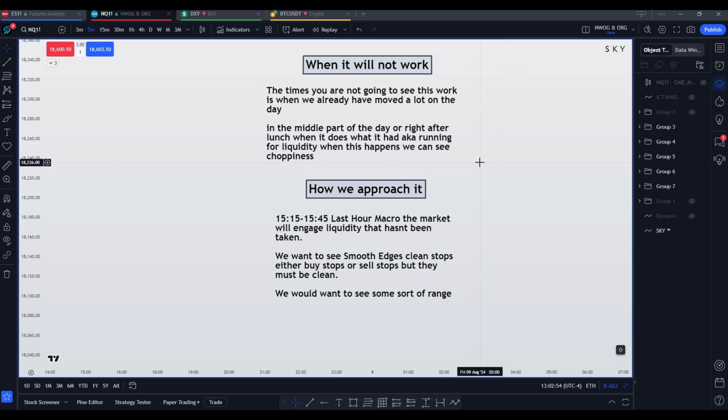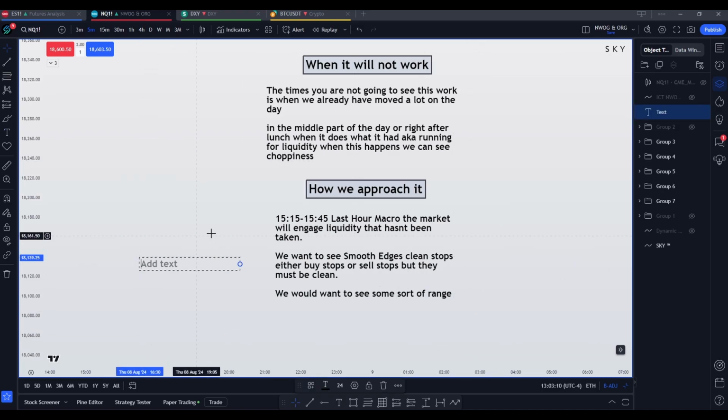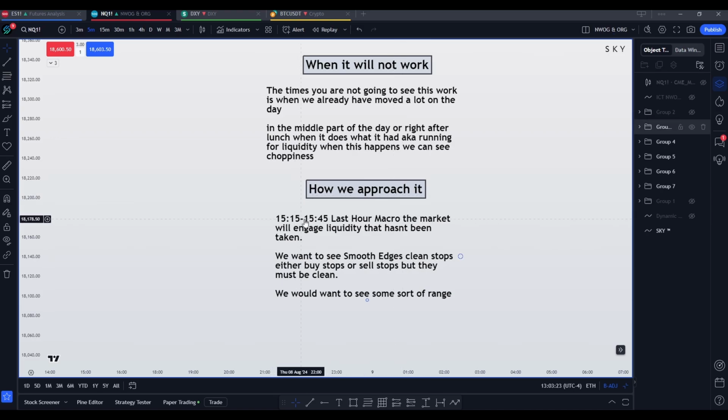We approach the market for the MOC model from 15:15 to 15:45, as this will be our last hour macro. This is the only exception where the macro changes from the traditional XX:50 to XX:10 setting. When the market changes from this traditional macro setting, we will be using 15:15 to 15:45, and it will only be applied to this. So the last hour macro will be from 15:15 to 15:45.